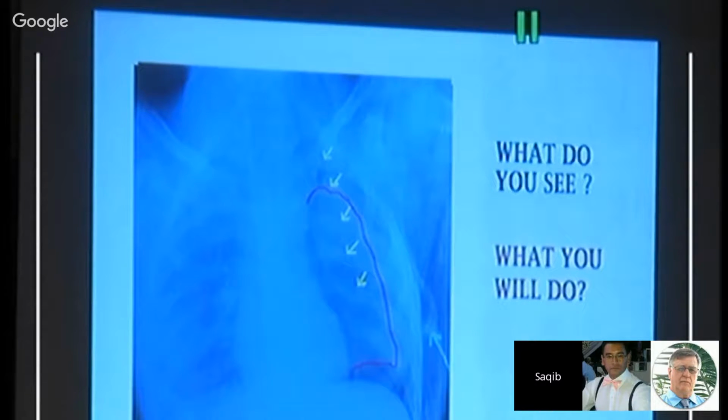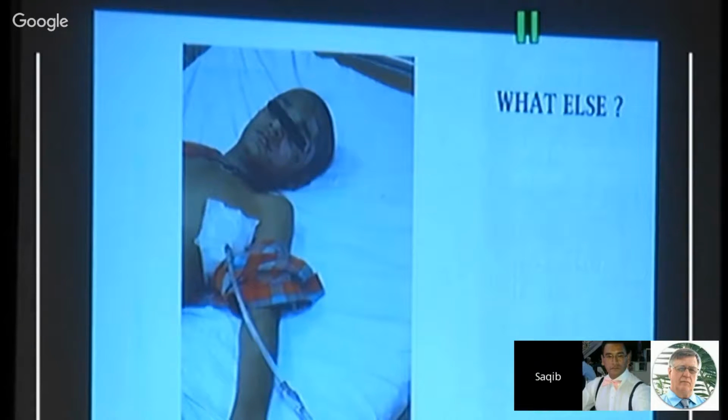What will you do for this? This is a case of pneumothorax with a collapsed lung, with subcutaneous emphysema, and there are fractured ribs. Actually, the resolution is very good, and the arrows showed multiple rib fractures. Rib fractures, pneumothorax, lung collapse, subcutaneous emphysema. What will you do? Put a chest tube in. We put a chest tube in this patient.